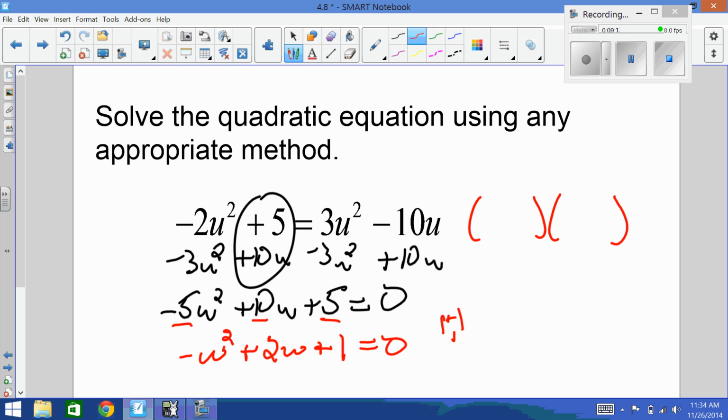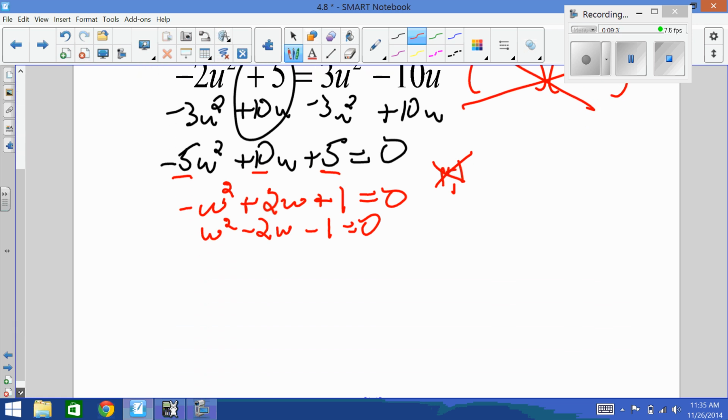Oh, actually, before I do that, let me multiply everything by negative. So I'm going to do w squared minus 2w minus 1 is equal to 0. All right, so factors of 1 that I subtract is 2. That's not possible. That doesn't work. All right, that means I got to use the quadratic formula.